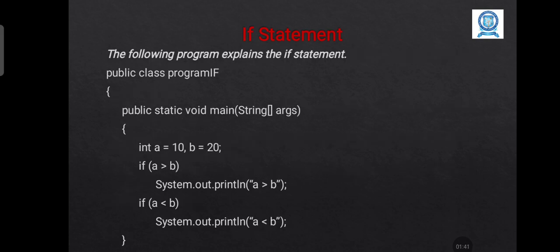Afterwards we will have the statements or the block of code which will be executed if the condition is true. For example, in the example program, we are comparing the value of A and B with the help of the if statement. If A greater than B, the corresponding block has only one statement, system.out.println. If the condition is true, that statement will be executed. Otherwise, the block will be skipped. Next, it goes for the next condition checking. If A less than B is true, the corresponding system.out.println statement will be executed. Otherwise, it will be skipped.